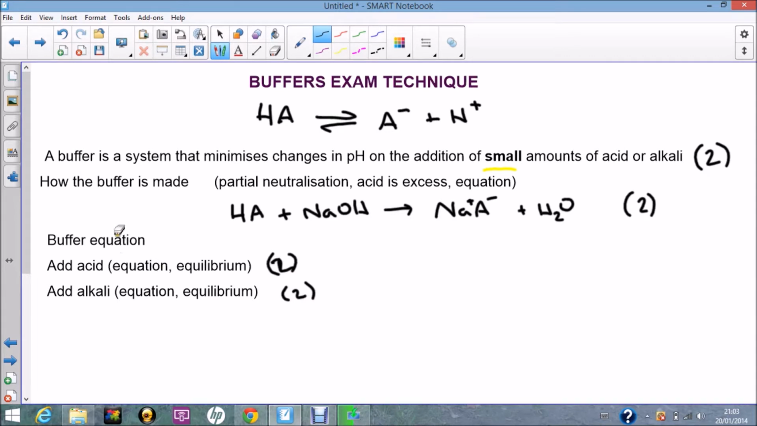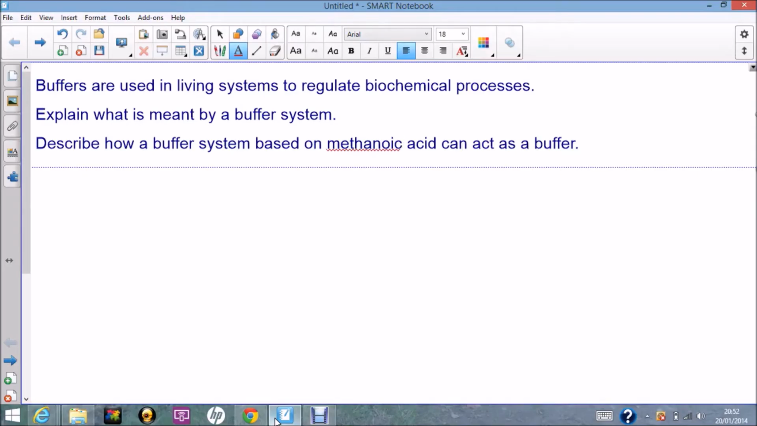So next we're going to look at some examples where you can practice using this exam technique to answer questions. Now we're going to do some practice with using the exam technique to answer buffers questions. So we're going to look at this question.